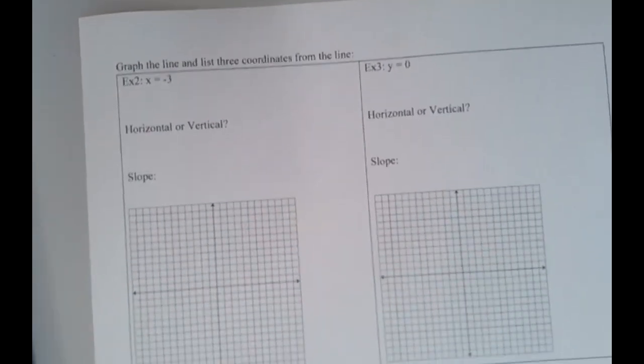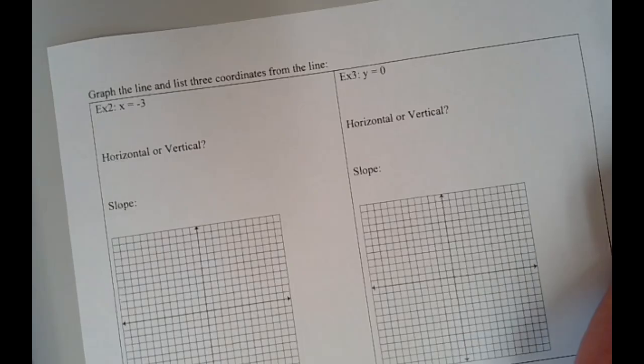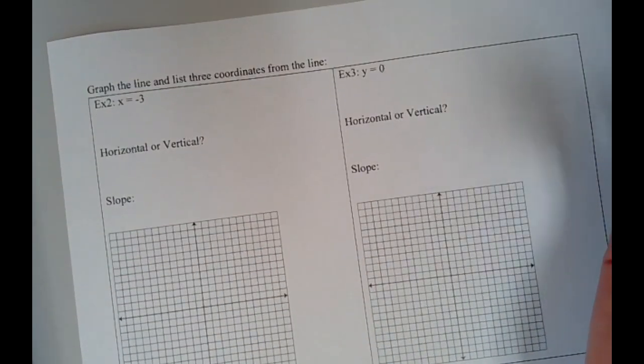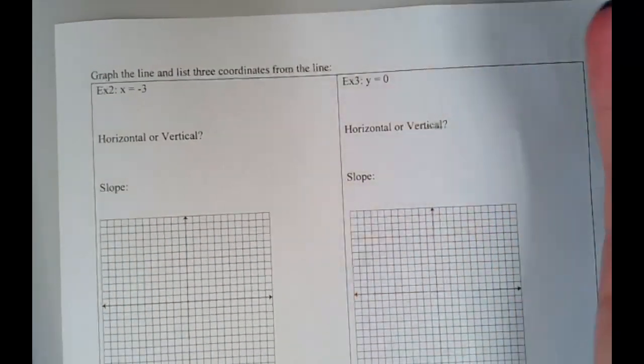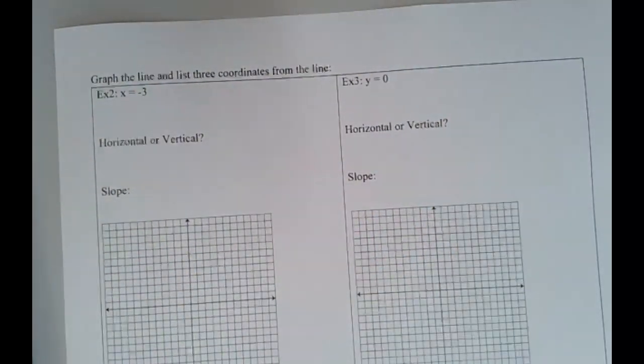Okay, what we're going to do next is we are going to take some time and look at actually graphing them ourselves. So that brings me to this paper right here. We're going to graph the line and then list 3 coordinates from that line. It could be any 3. This is sort of like practicing writing solutions. Solutions are any coordinates on any given line. Non-solutions are any points that are not on it.